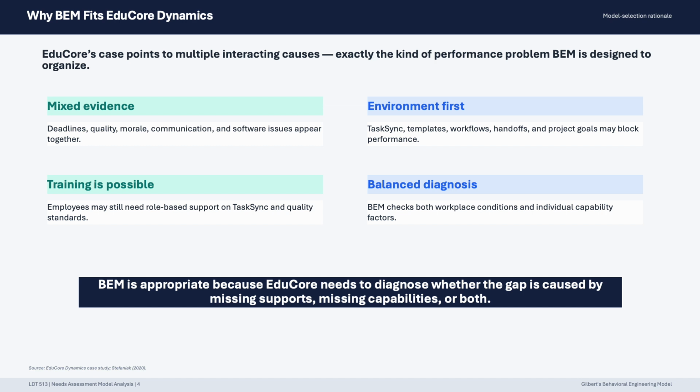For example, employees may require support in using TaskSync. However, training cannot eliminate overlapping templates or redundant data fields. Similarly, communication training may be helpful, but it will not resolve unclear responsibilities or poorly designed handoff procedures. BEM therefore gives EduCore a balanced way to examine both sides of the performance problem. It can determine whether the organization is providing adequate information, resources, and incentives, and whether employees possess the required knowledge, capacity, and motivation.